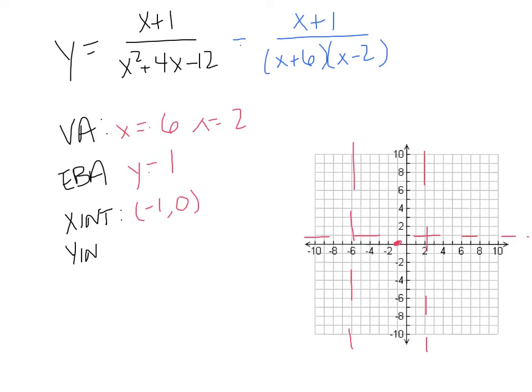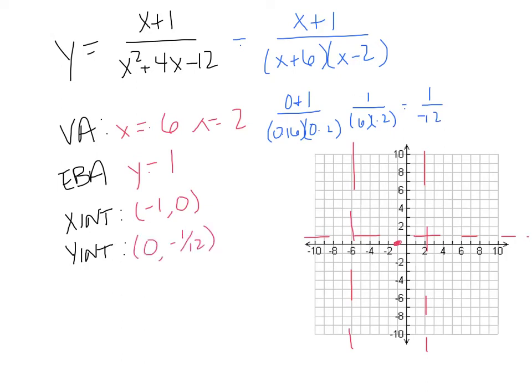Y-intercepts. We're going to plug in a 0 for all of the x's. So we're going to have 0 plus 1 over 0 plus 6 times 0 minus 2. It's going to be 1 over 6 times negative 2, which is 1 over negative 12. So our y-intercept is 0, negative 1/12. Holes: we don't have any holes, so we don't have to worry about that in this case.